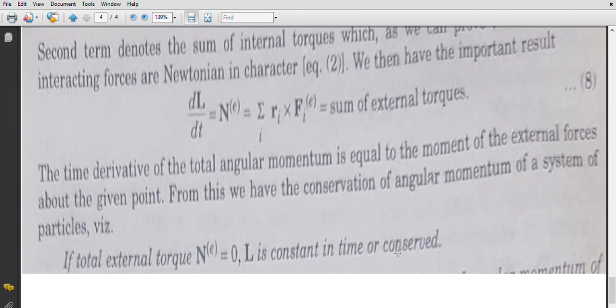Similar to the single particle system, in the n particle system we have approached it in the same way: when force is 0, linear momentum will be conserved, and when torque is 0, angular momentum will be conserved. We are left with the third law, that is the conservation of energy, that I will deal with in my next lecture.